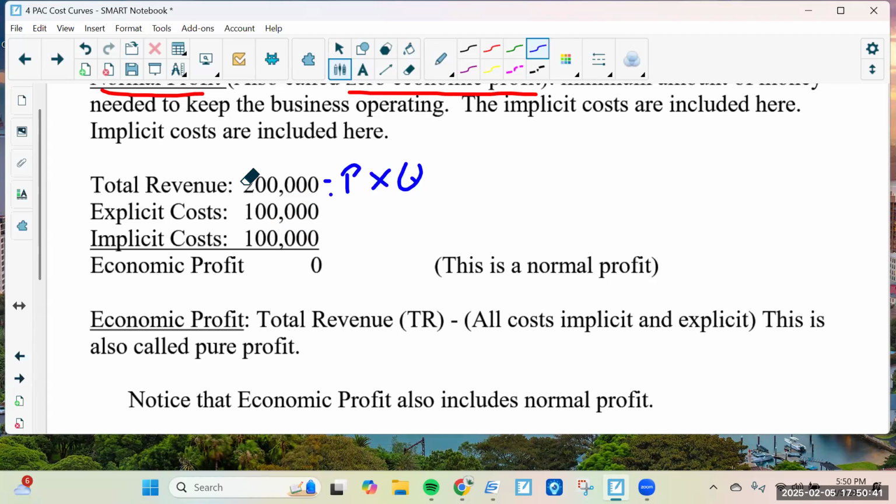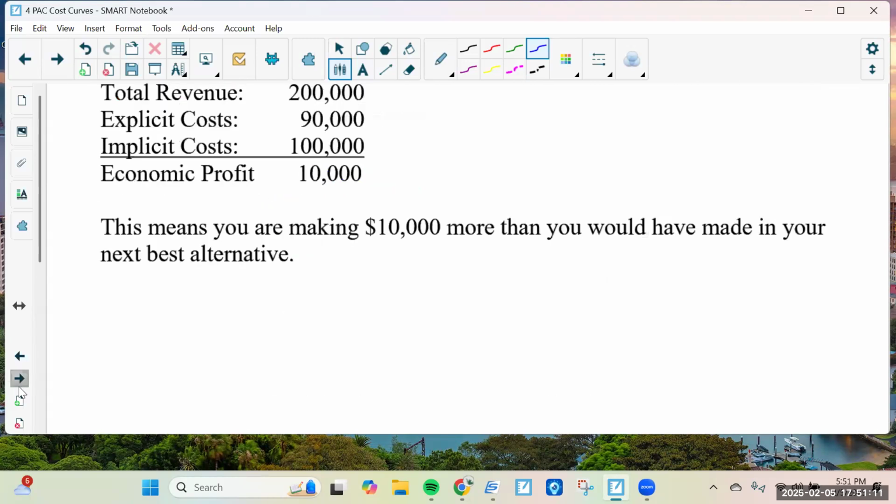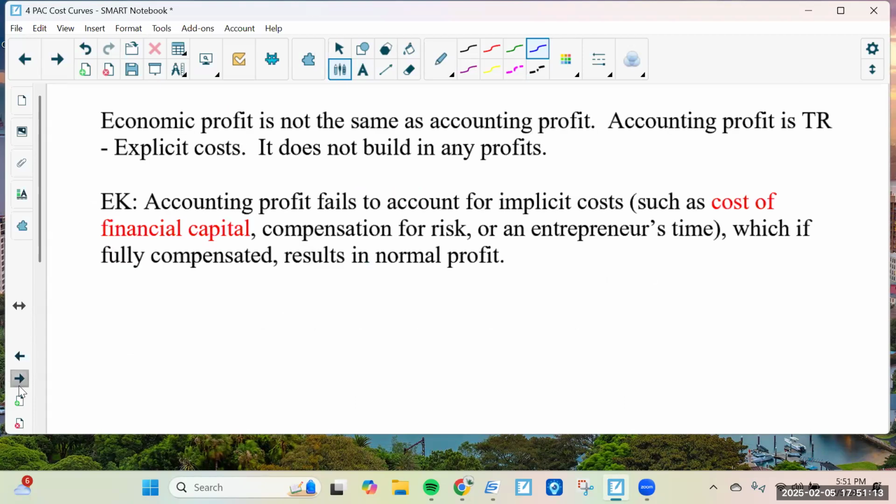Then that means what's going on here is I'm bringing $200,000 in. I'm giving $100,000 to others. My implicit cost is 100,000. So my economic profit is actually zero. I'm doing just as well here as if I'd stayed in my next best alternative. In my next best alternative, I would have had $100,000 coming in, right? But I would have given up the ability to make this money over here as a teacher. So I'm doing just as well here as I could in my next best alternative.